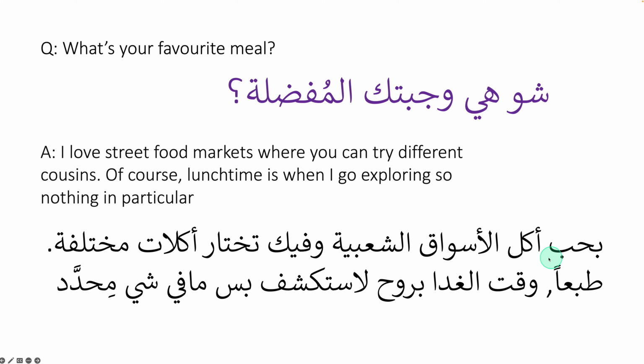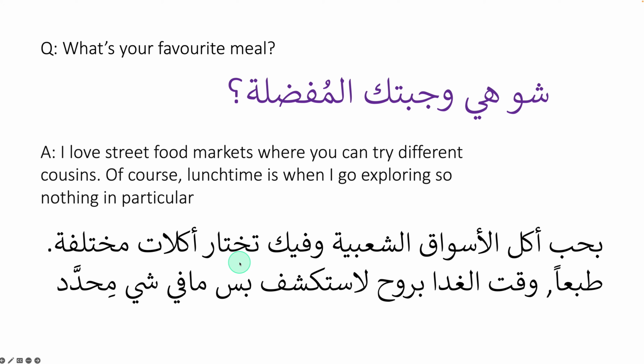بحب أكل, I like the food. أسواق, which means markets. الشعبية, which means, if you put it in Google Translate or any dictionary, popular. But in dialect, this would be used to refer to street food markets, to street food. And it's incredible. So أسواق الشعبية.